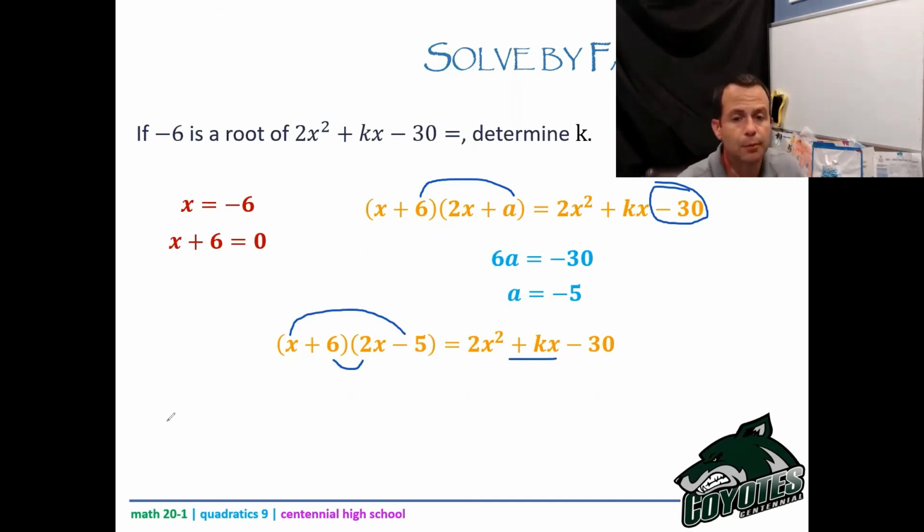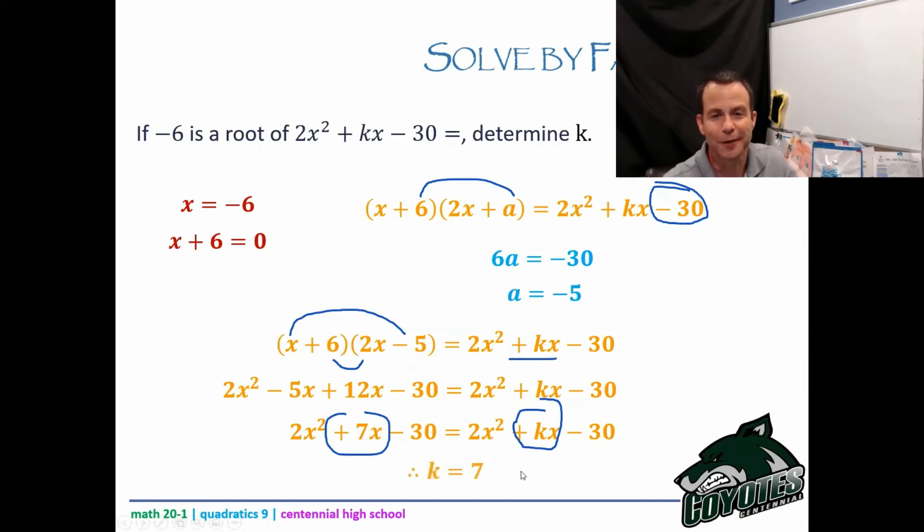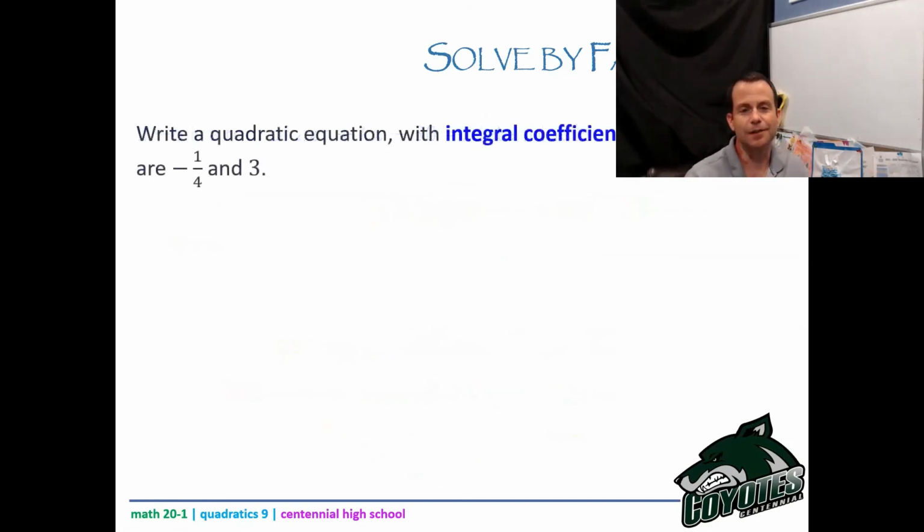Okay, but I will keep going through this process for a second with you. So I multiplied that out. And then I combine like terms, and now I see, oh, look, this is 7x, this is kx, so k has to be 7. Okay, so I can conclude, therefore, k equals 7. Okay? All right.